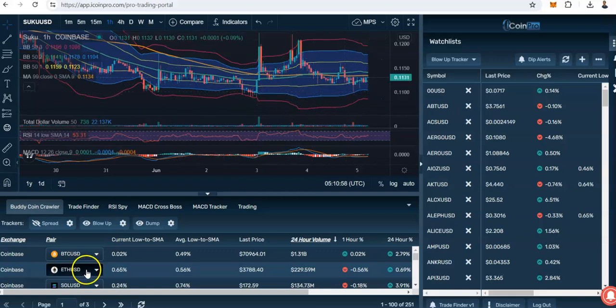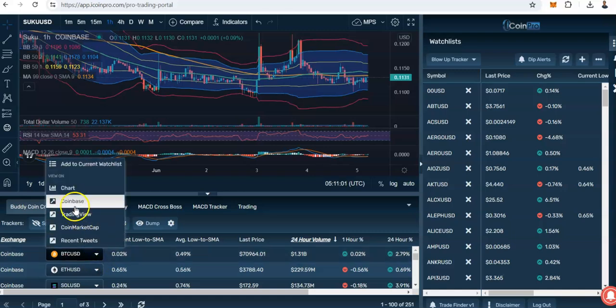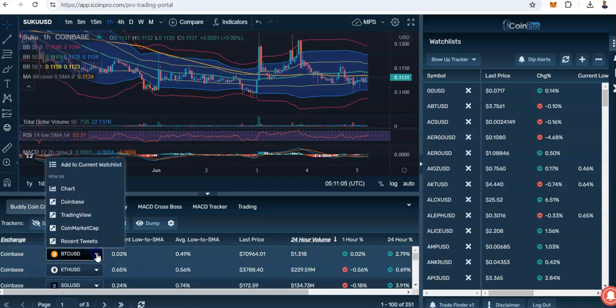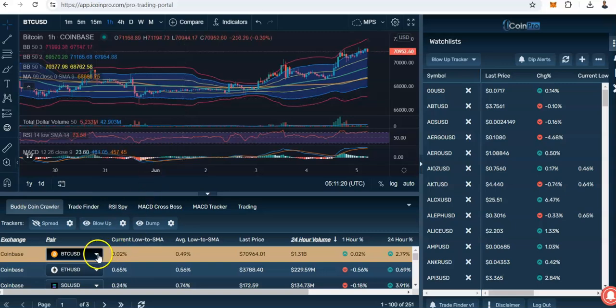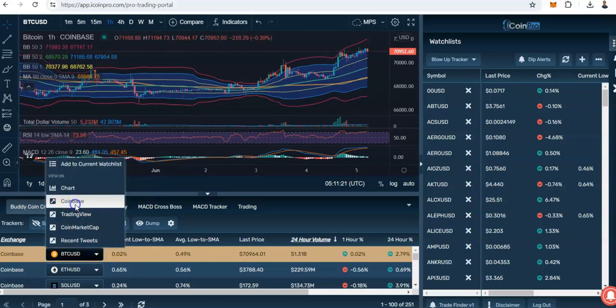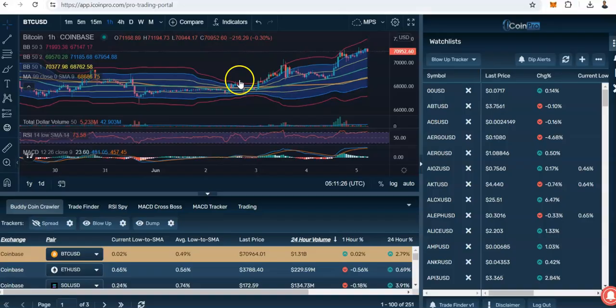But what we're going to do is we're just going to go ahead and open up 2 Coinbase windows. Okay, so see how you can just click right here. You can open up the coin and CoinMarketCap, the X account, TradingView, Coinbase, or you can just put it on the chart up here. Okay, so I'm going to open up 2 Coinbase windows so that way we can go ahead and get these coins up here.